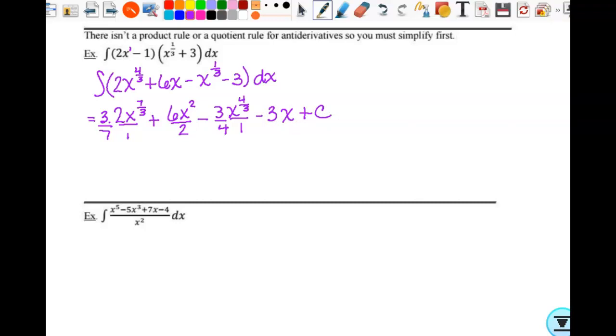So this is a safe stop right here, but again, we need to be able to clean it up. So we can either leave them all in one fraction, or we can do the fraction separately. It doesn't really matter. These don't cancel out, but this will give me 6/7 times x to the 7/3 plus 3x squared minus 3/4 x to the 4/3 minus 3x plus c. I guess I didn't need to put those over 1. I just did.